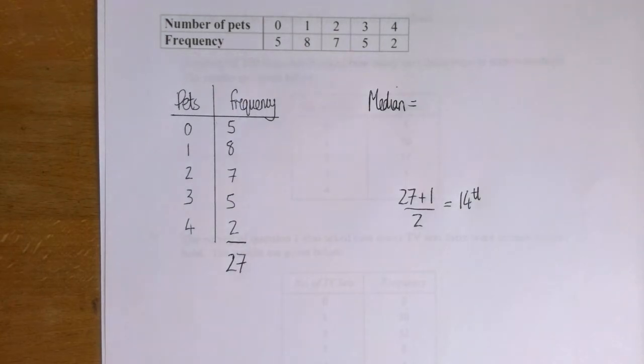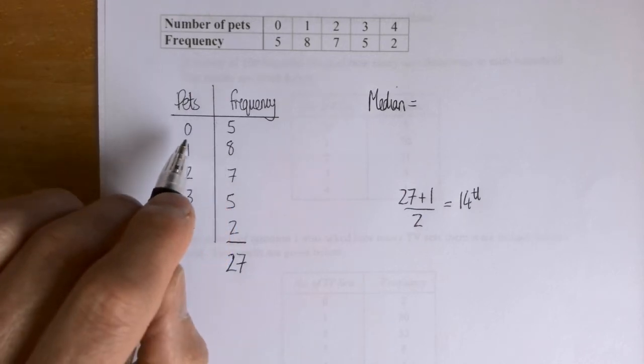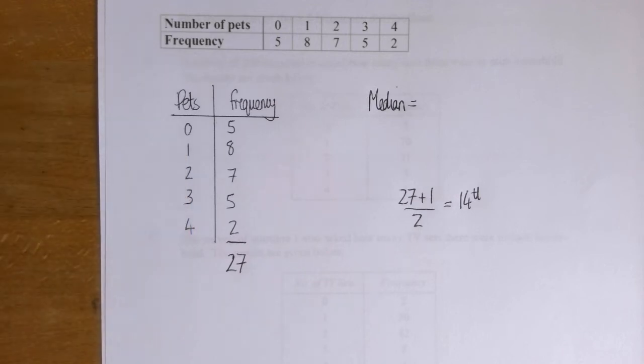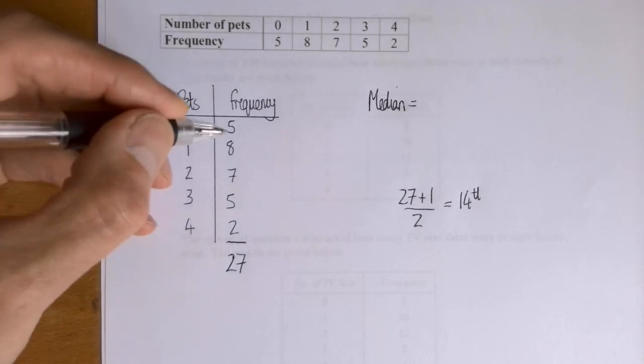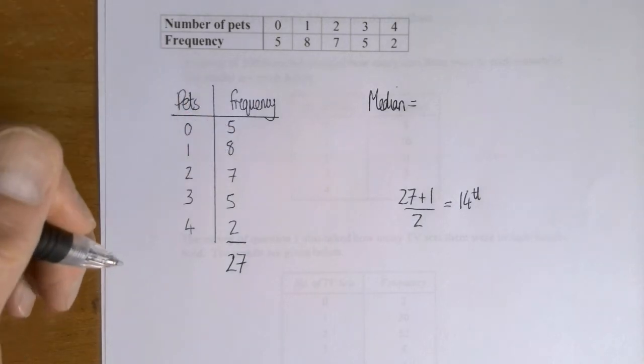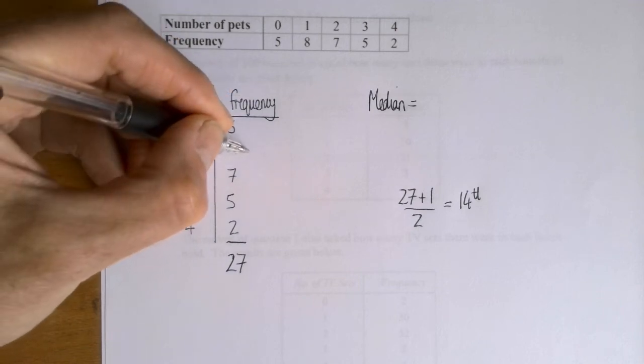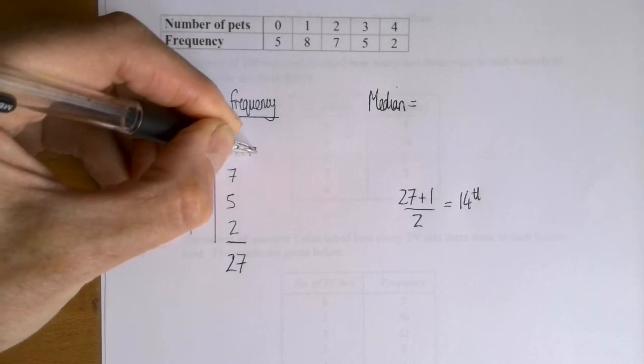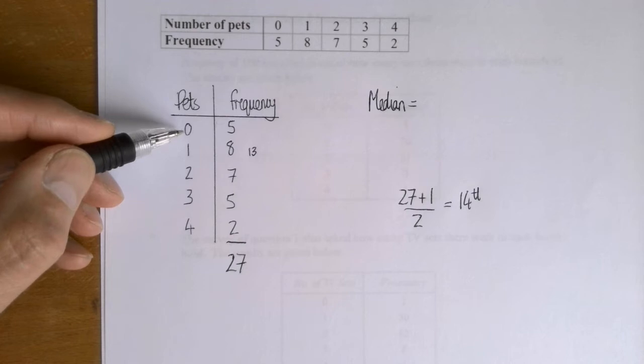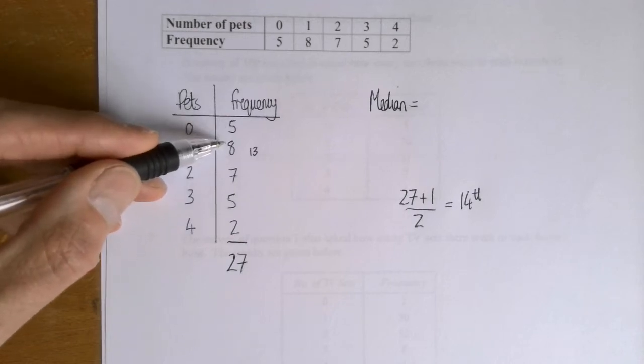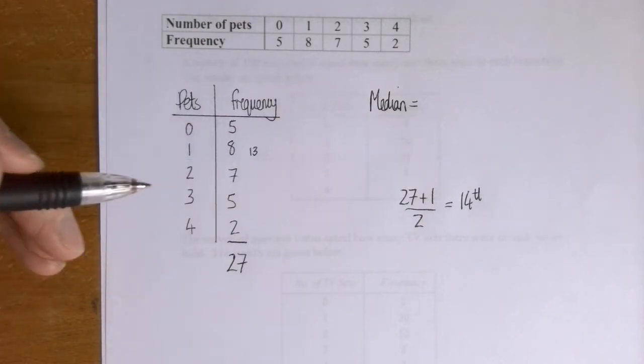So I need to say, right, you 27 people, can you line yourselves up in order based on how many pets you've got? So to start with, I want the 5 people with no pets. I want you to line up over there. And after those people, I'd like the 8 people who've all got 1 pet. So by the time those 2 groups of people have lined up, I've got 13 people in order, haven't I? I don't really mind how these people line up, but I want these people first, followed by those people.